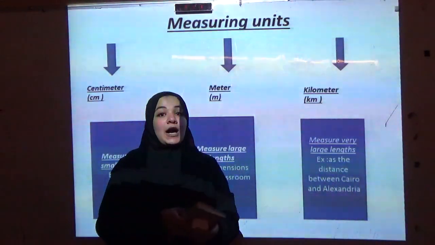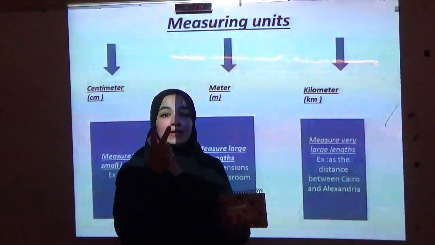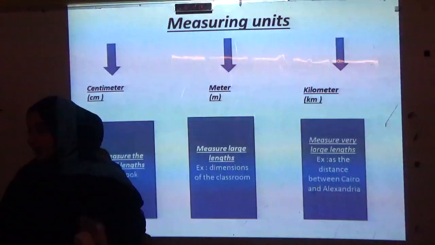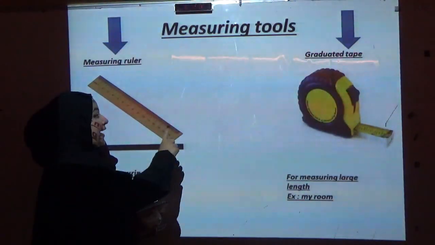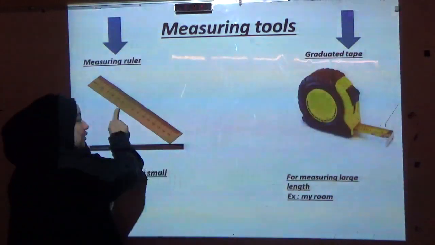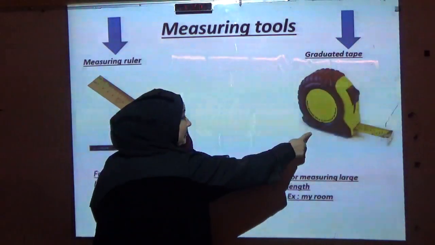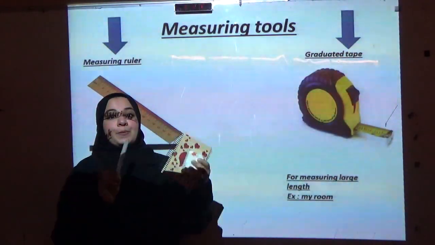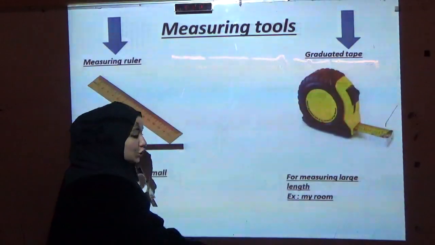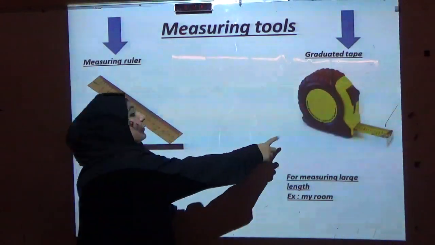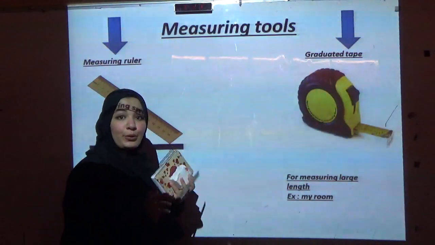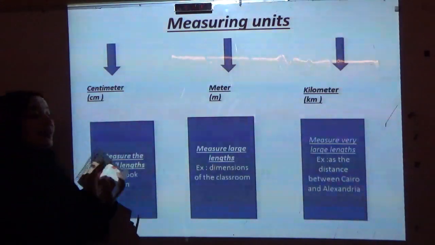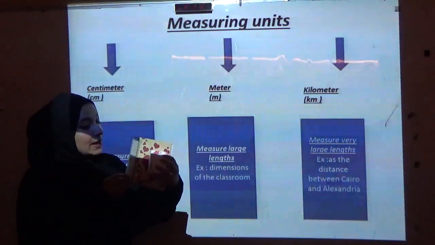So again, when I measure length, I have two main things: measuring tools and measuring units. We said that I have two main measuring tools: a measuring ruler and a graduated tape. If I want to measure small lengths, it will be with the ruler. But if I want to measure a large length, like the room, it will be with the graduated tape.